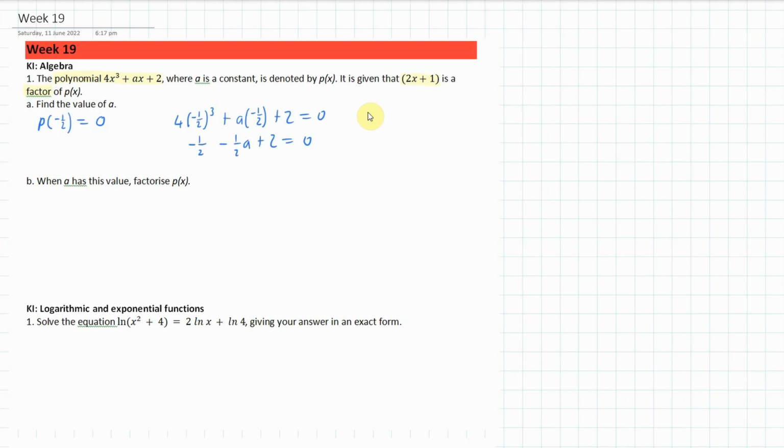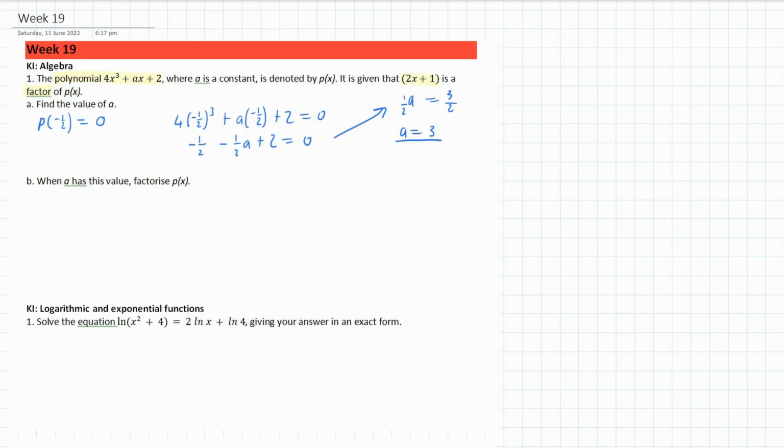And what do we see? And then we can go negative 1, or we can go 1/2 a, because we can move the a across the other side, equals 3/2. And so a equals 3. That's it.